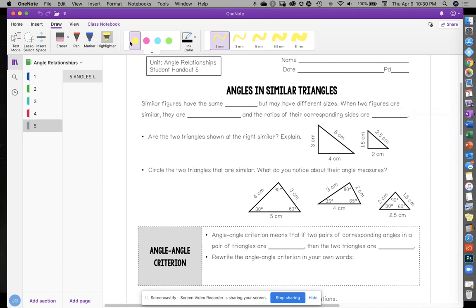All right, so let's go ahead and get started with some notes here. This is on angles in similar triangles. Similar triangles have the same shape, but may have different sizes. When two figures are similar, they are proportional, and the ratios of their corresponding sides are equal.